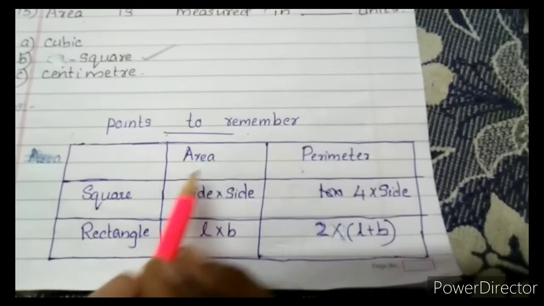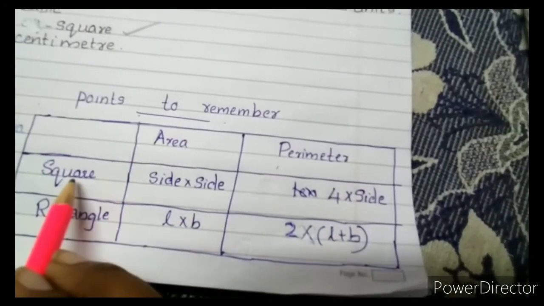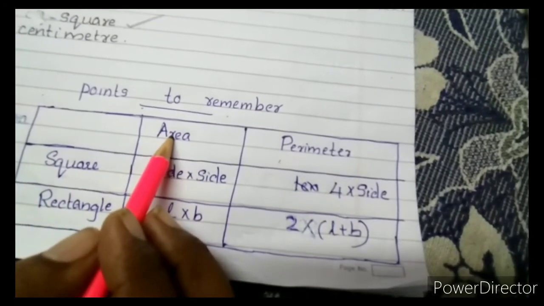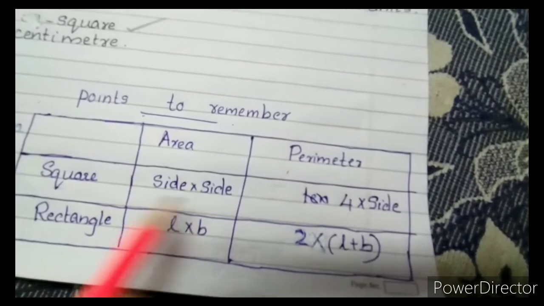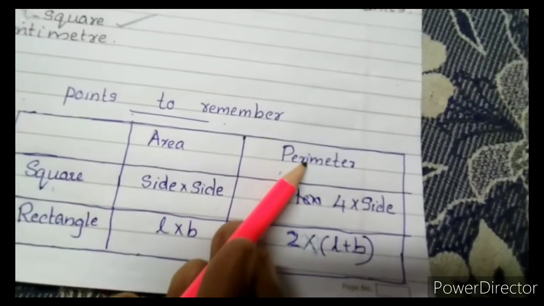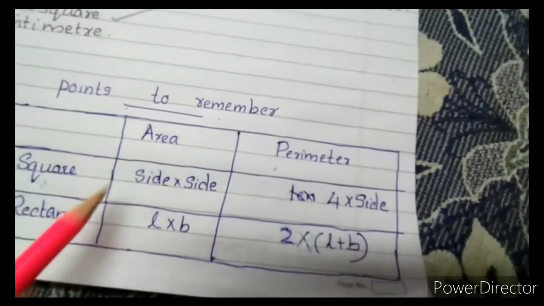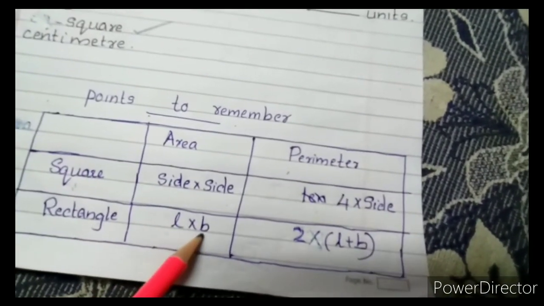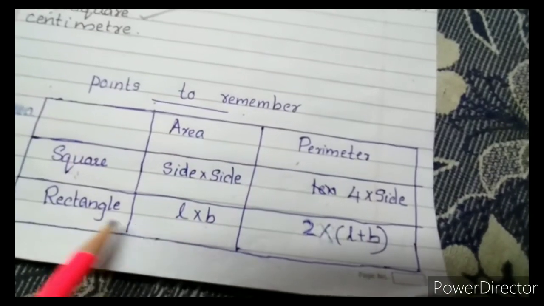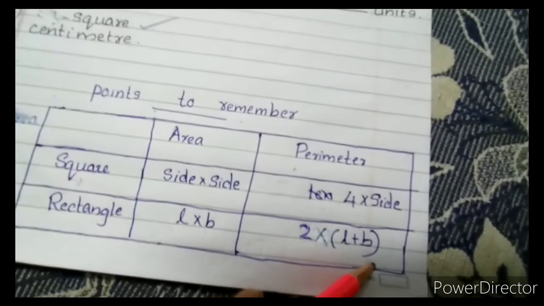These points you have to remember. Learn this one by heart. Area of a square is side into side. Perimeter of square is equal to 4 into side. Area of rectangle is length into breadth. Perimeter of rectangle is equal to 2 into length plus breadth.